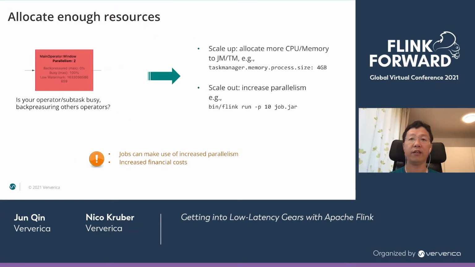The first technique is to allocate enough resources. Flink has metrics to indicate whether an operator or subtask is busy or not. If some operator in your job is 100% busy, it will backpressure upstream operators. The backpressure may propagate up to the source operators. Backpressure slows down the pipeline and results in high latency.